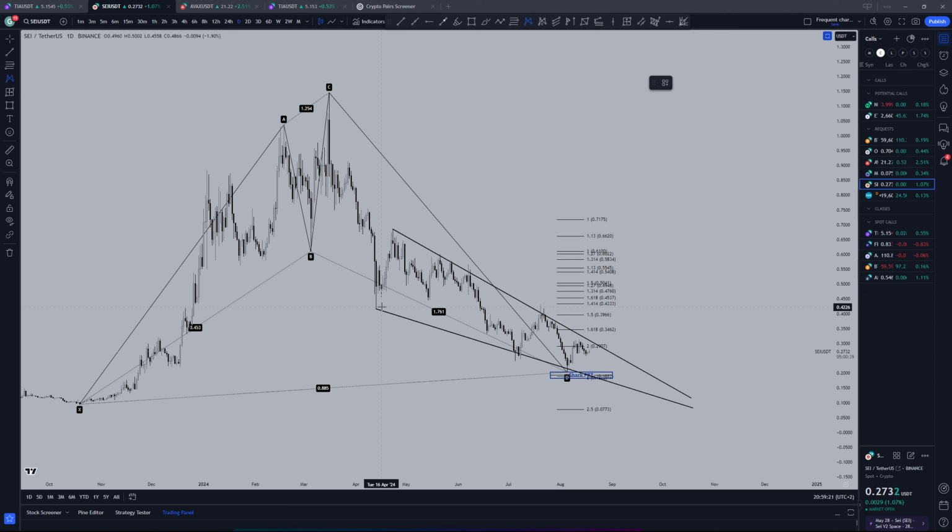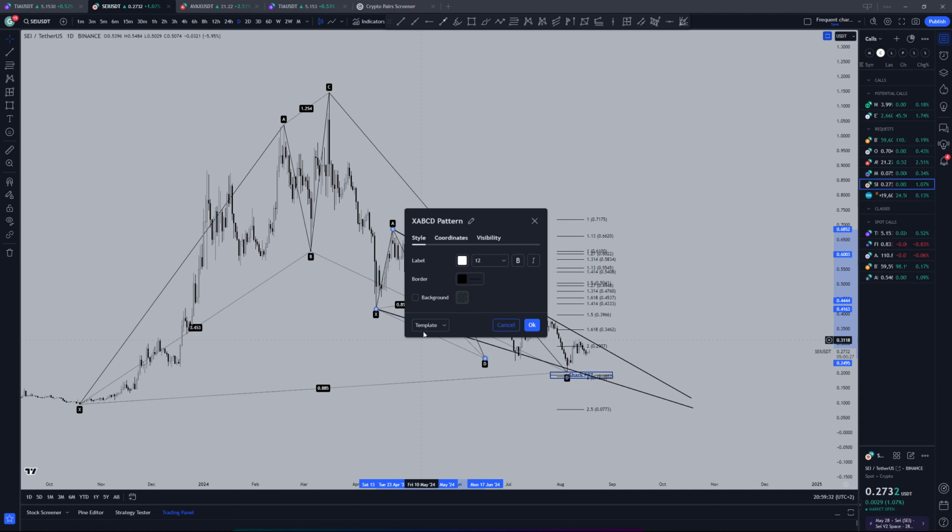And I think we have more. We have a deep crab here. 1.618, right over there.